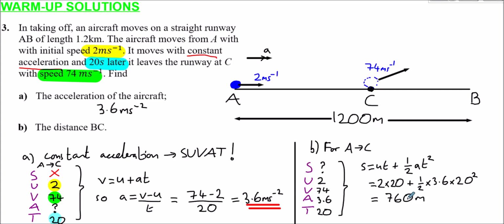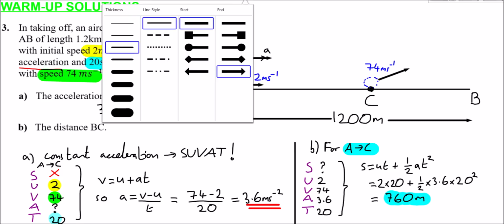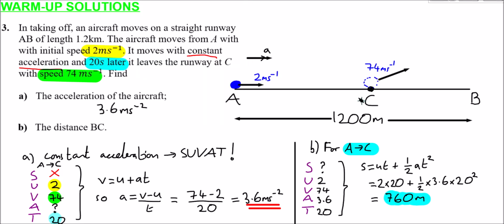That's not the final answer. Okay, that's just for A to C. So for A to C, the distance is 760 meters. And so just for the sake of clarity, we may as well label this in. Okay, so this here is 760 meters.